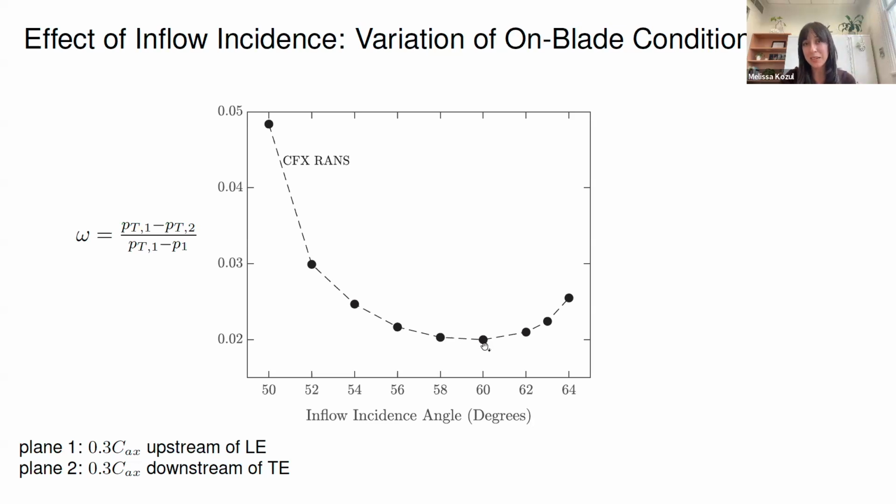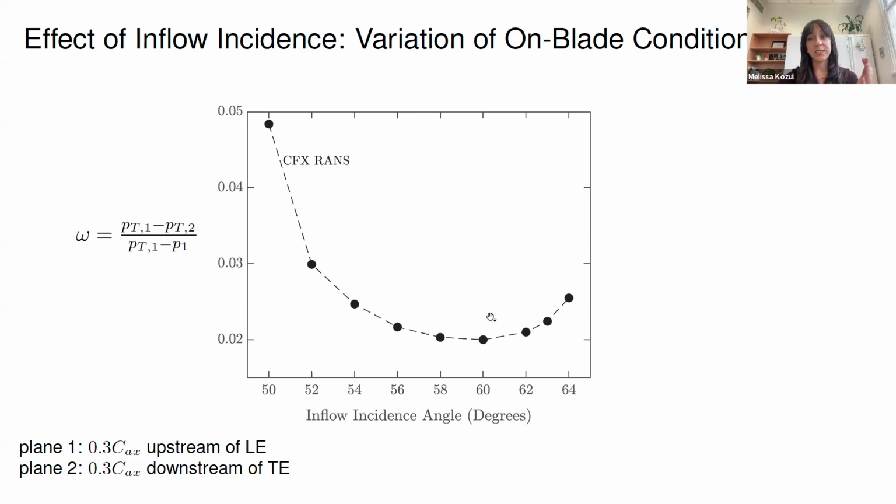Happily, as expected, the loss is the lowest at the design angle, and it starts to sharply increase once you move away from it. So if the airflow is coming in too high, or if this is my blade, if the airflow is coming up like this at positive incidence, or it's coming at negative incidence, it's misaligned with the blade, and therefore you get an increase in losses.